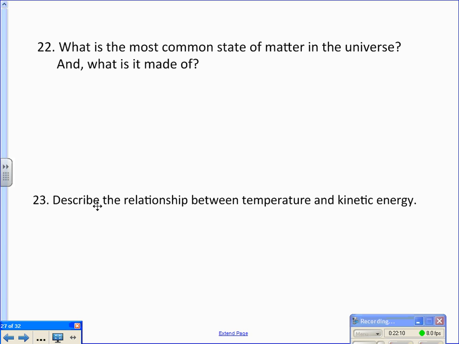Describe the relationship between temperature and kinetic energy. As I said before, the more temperature matter contains, the more motion it will have, so the more kinetic energy. And if we have a lot of kinetic energy, those atoms and molecules are going to be further apart, therefore less dense in whatever container they are in, and vice versa.